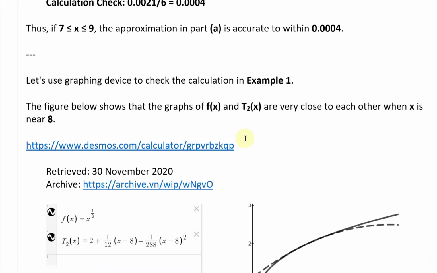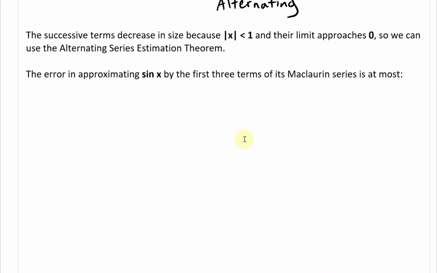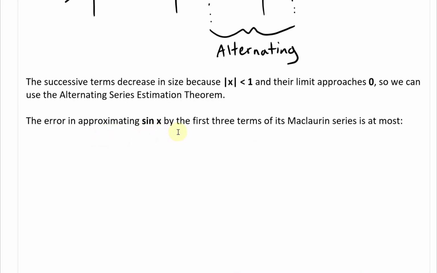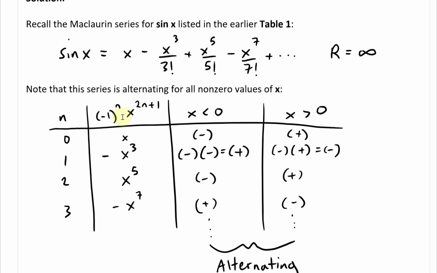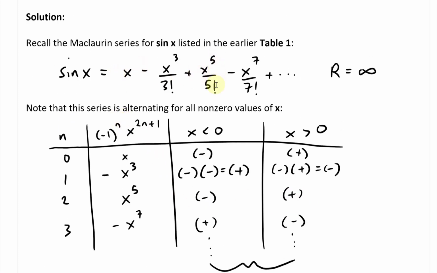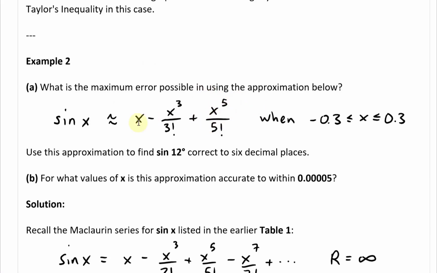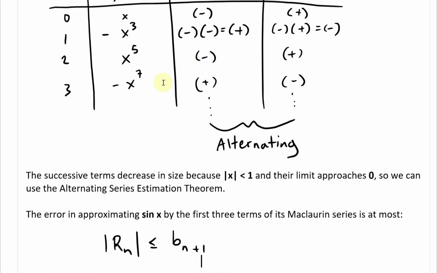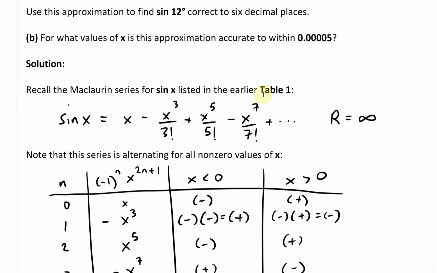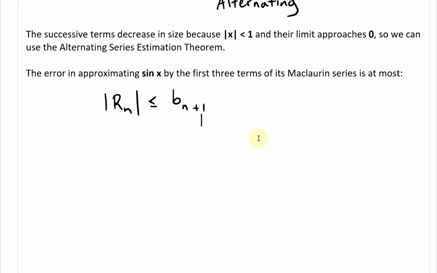So in our case, let's scroll down. Thus the error in approximating sine of x by the first three terms of its Maclaurin series is at most, I'll just put it like this, if we have the remainder R_n, it's going to be at most b_{n+1}, so the next one. In our case, n starts at 0 there, so that's the first one. For approximating up to the power of 5, that's going to be R_2, R sub 2. And then we're going to be using the next term, which is x^7 divided by 7 factorial, as the maximum error.